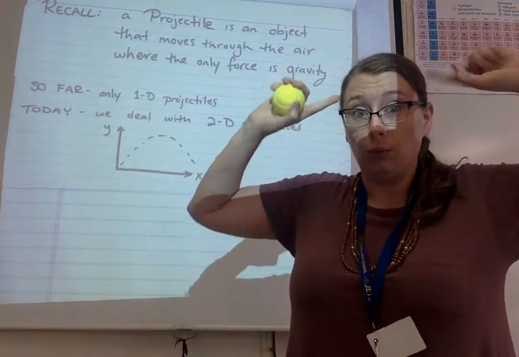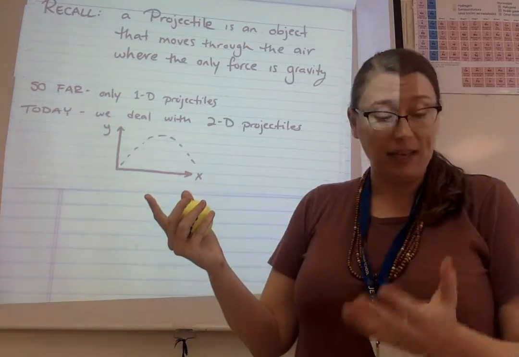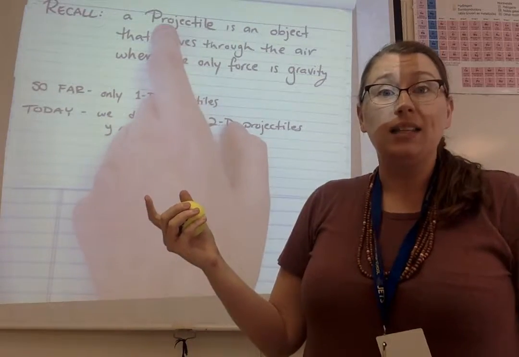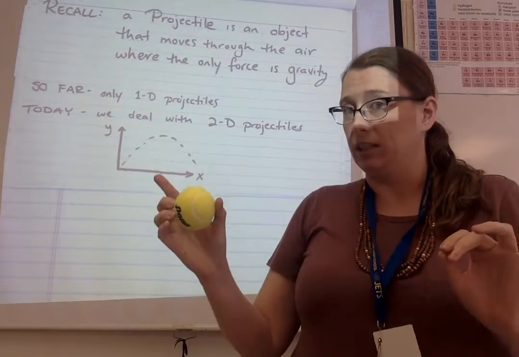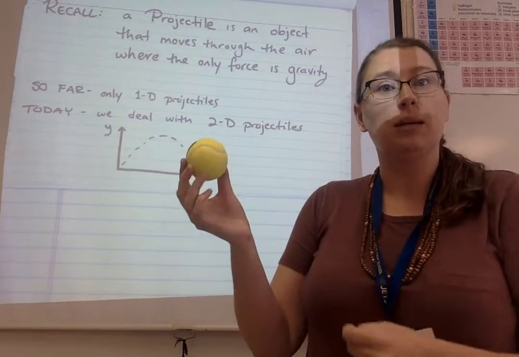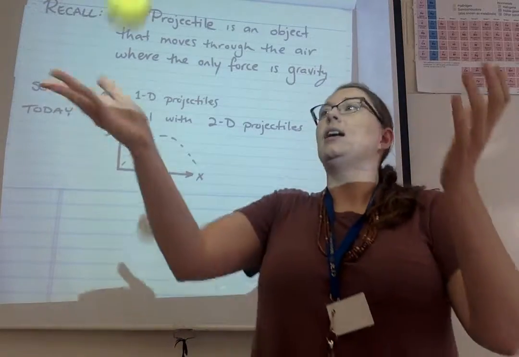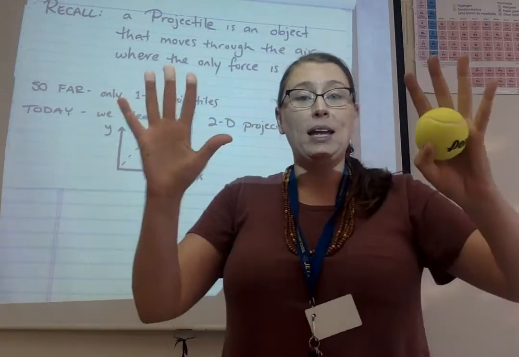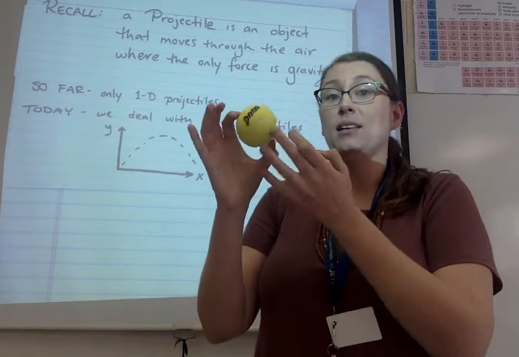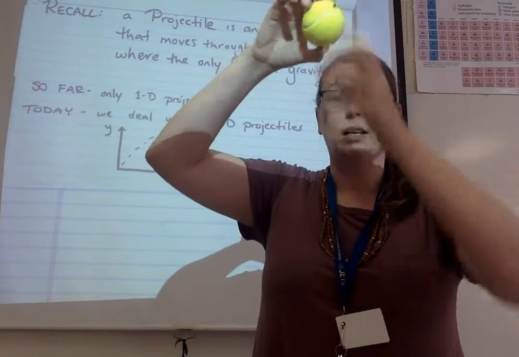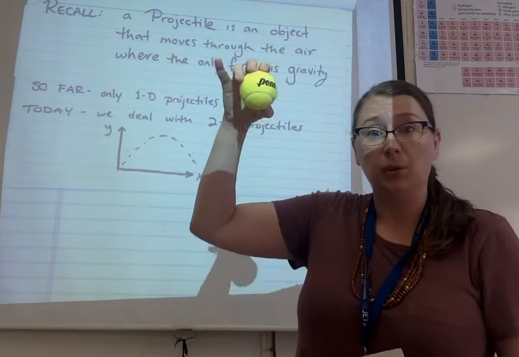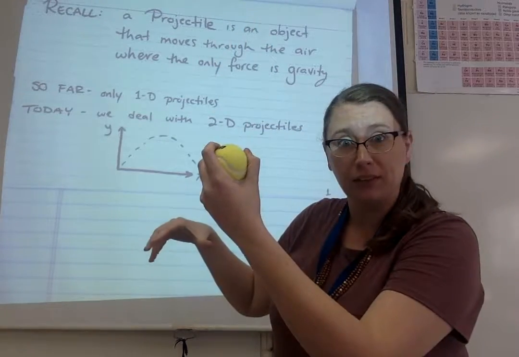I want you to remember from the past that a projectile is an object that moves through the air and the only force on it is gravity. So here is my physics sphere. Here is a projectile moving through the air. It has no engine, no wings. It's not a golden snitch. It's not going to push itself on its own. The only force on it after I let go is the force that's pulling it down, the force of gravity.